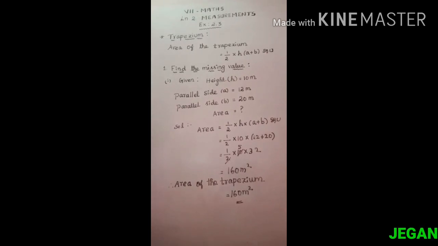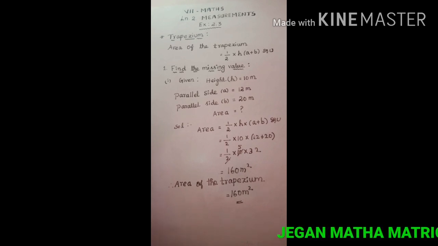Dear students, now we are going to discuss the 7th standard maths, lesson 2, measurements. Now I explain the trapezium shape. A quadrilateral with one pair of parallel sides is known as a trapezium.